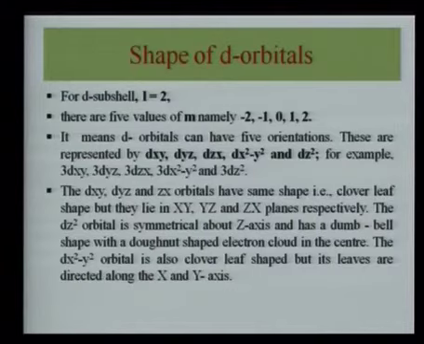The dxy, dyz and dzx orbitals have the same clover leaf shape, but they lie in the xy, yz and xz planes respectively. The dz² orbital is symmetrical about the z axis and has a dumbbell shape with a doughnut-shaped electron cloud in the center. The dx²-y² orbital is also clover leaf shaped, but its leaves are directed along the x and y axes.